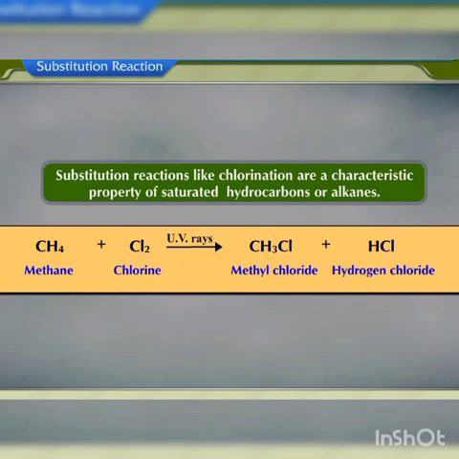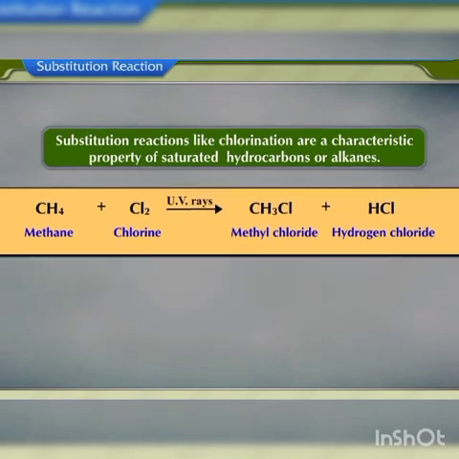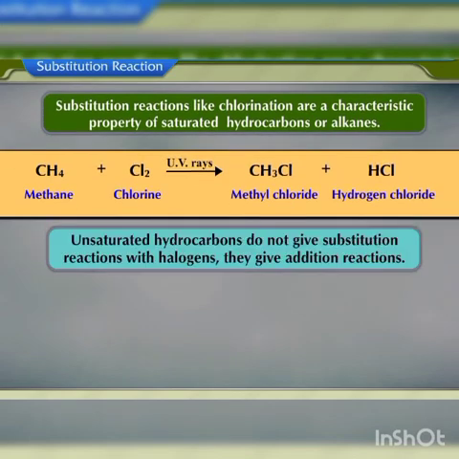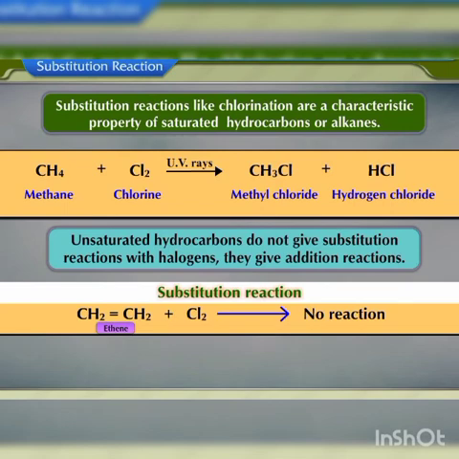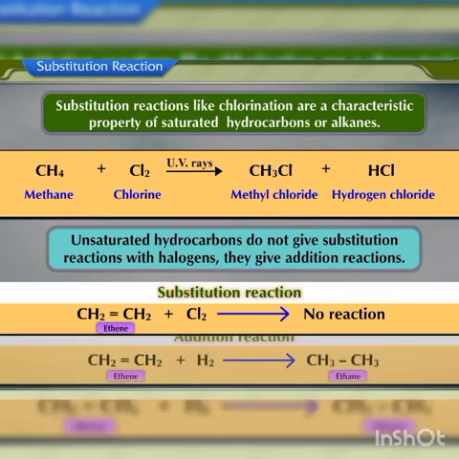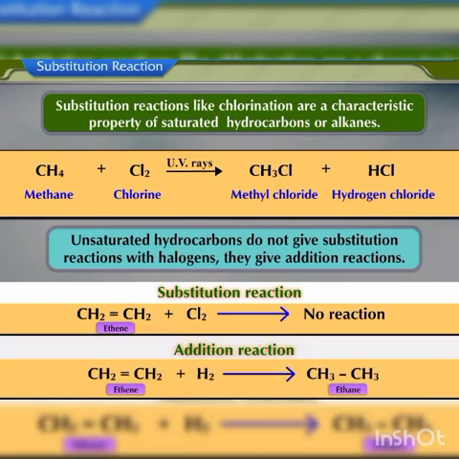Substitution reactions like chlorination are a characteristic property of saturated hydrocarbons or alkanes. Unsaturated hydrocarbons do not give substitution reactions with halogens, they give addition reactions.